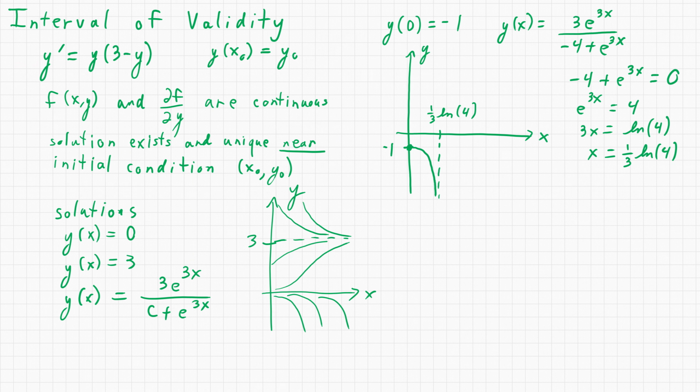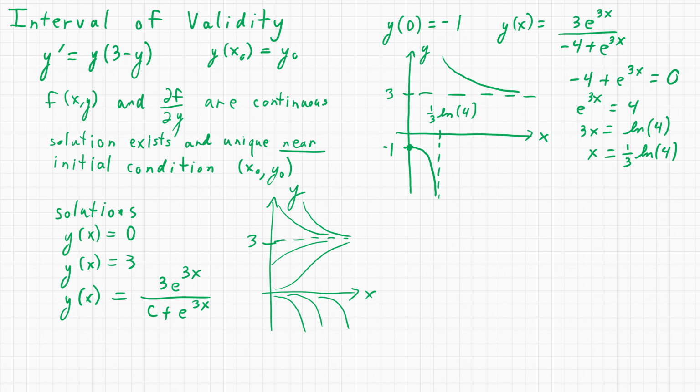And then what's going to happen is, that's 3. It's going to start back up over here. And this thing, let me just put in my dashed line, then this thing will asymptote to the 3 solution.